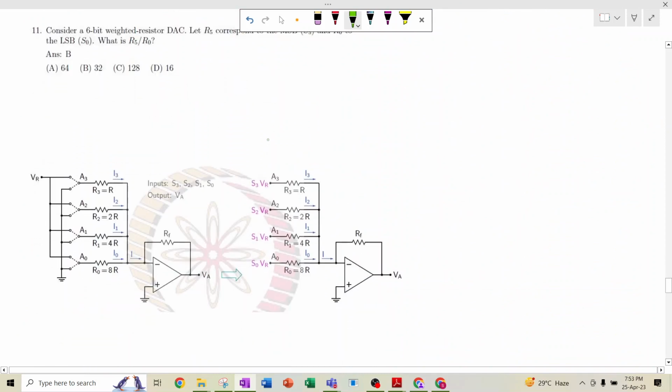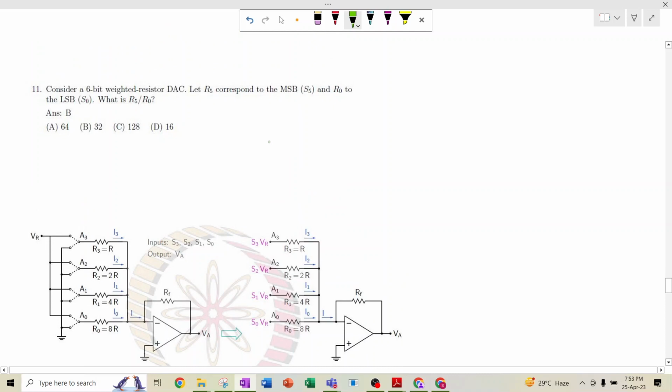So the next question: consider a 6-bit weighted resistor DAC. This is basically a weighted resistor DAC. So how does it operate? Suppose there is a reference voltage VR, and here it has some switches, S3, S2, S1, S0.